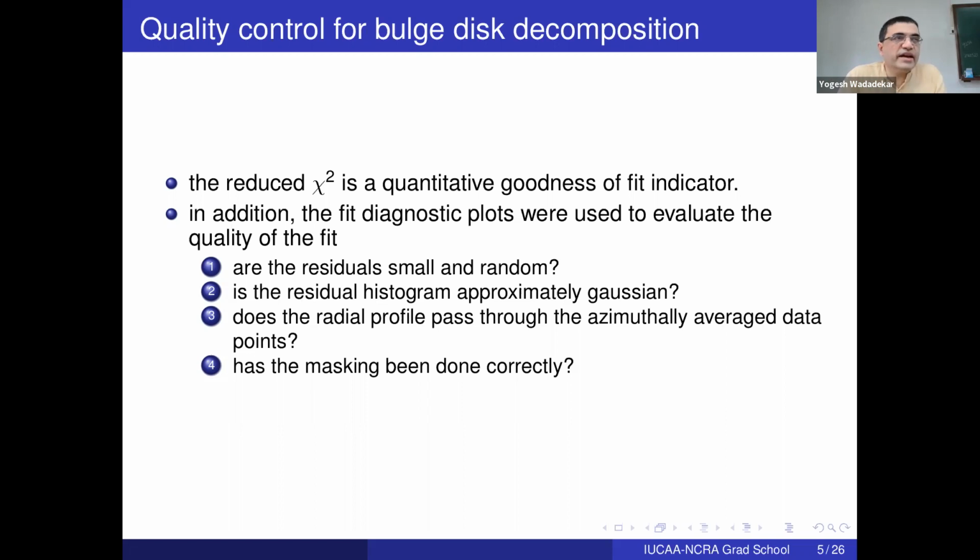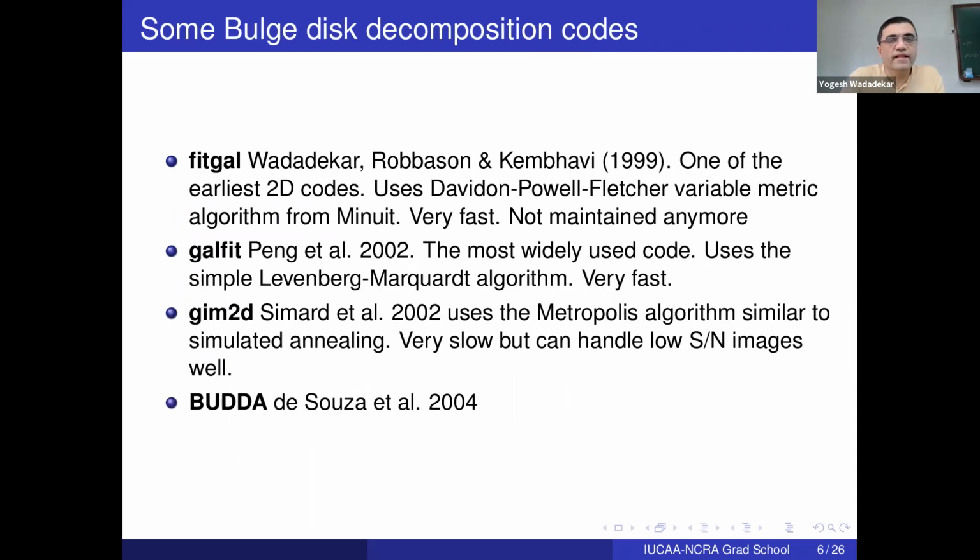In addition, the fit diagnostic plots that we used can be used to evaluate the quality of the fit. Are the residuals small and random? Is the residual histogram at least approximately Gaussian? Does the radial profile pass through the azimuthally averaged data points? And has the masking been done correctly? If you take care of all of these points, then your chances of getting a good fit increase drastically.